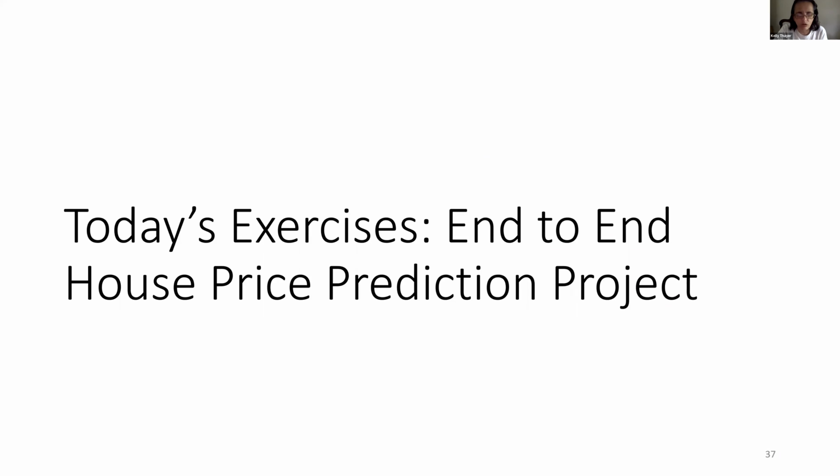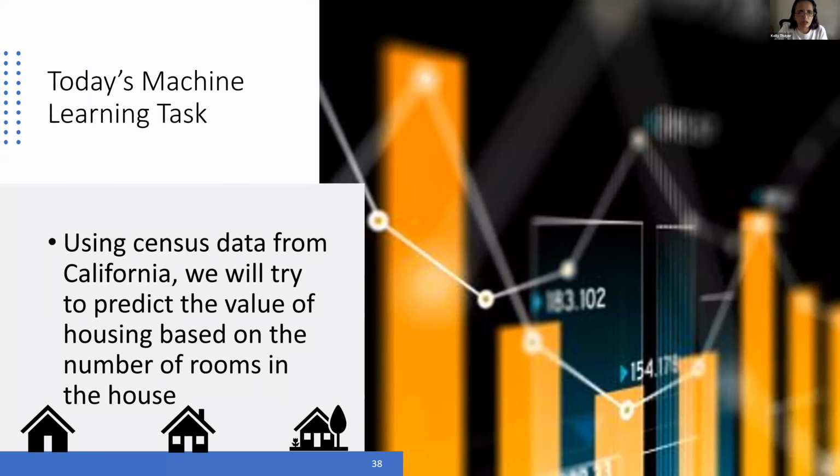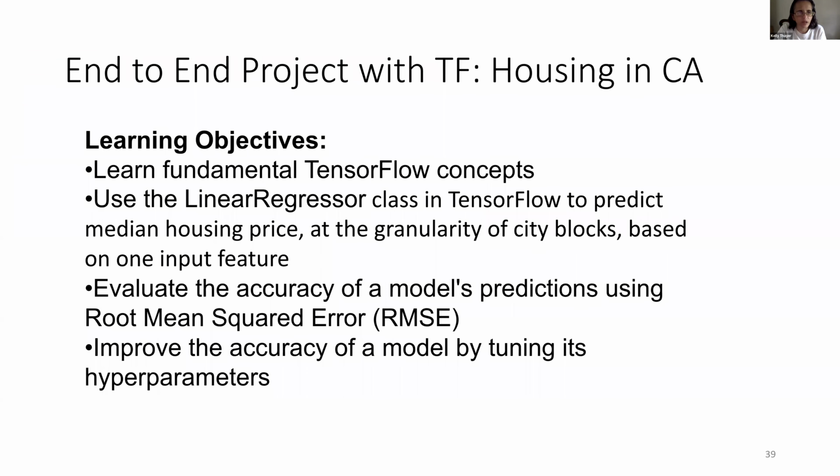So I've prepared some exercises for you to work on today as usual. This will be an end-to-end house price prediction project using the famed California housing data set. We will use some census data from California and try to predict the value of housing based on the number of rooms in the house. These activities will take you through all of the steps. The learning objectives are that you will learn the fundamental TensorFlow concepts, and you'll use the linear regression class in TensorFlow to predict the median house value over each of the city blocks based on one input feature.